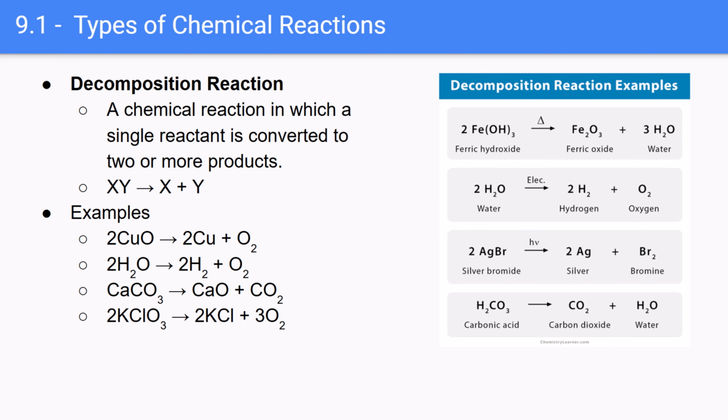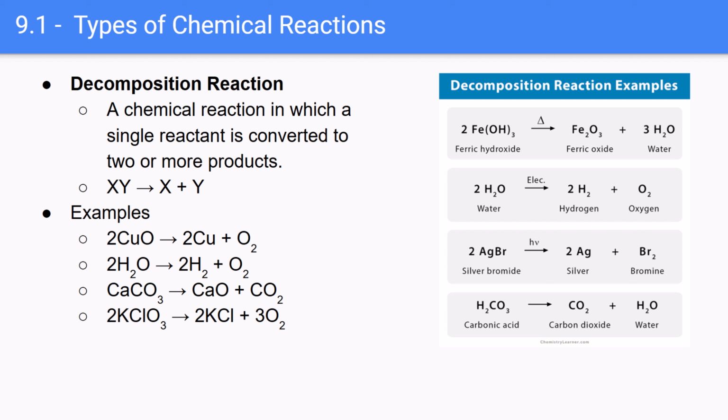The opposite of that is what is known as a decomposition reaction. This is a chemical reaction in which a single reactant is converted to 2 or more products. So essentially it's the reverse of a combination. We start with 1 reactant and we end up with 2 products as a result of that chemical reaction. So they can be elements or compounds.